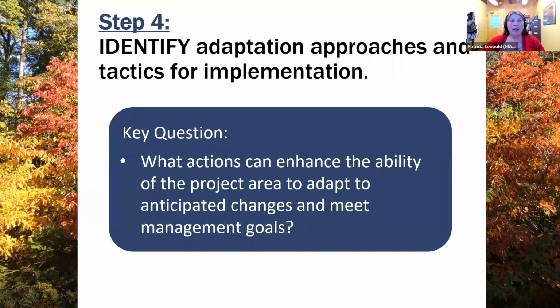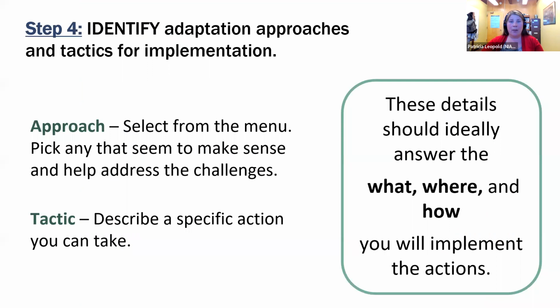And so as we move into finishing step 4, or I guess beginning step 4, we're looking at identifying adaptation approaches and tactics for implementation, and we're asking the key question: what actions can help enhance the ability of the project area to meet anticipated changes and then also help meet management goals? And so in this step, you'll see a couple of key terms. First, we have our approach. And so this is an item that you will select from the menu.